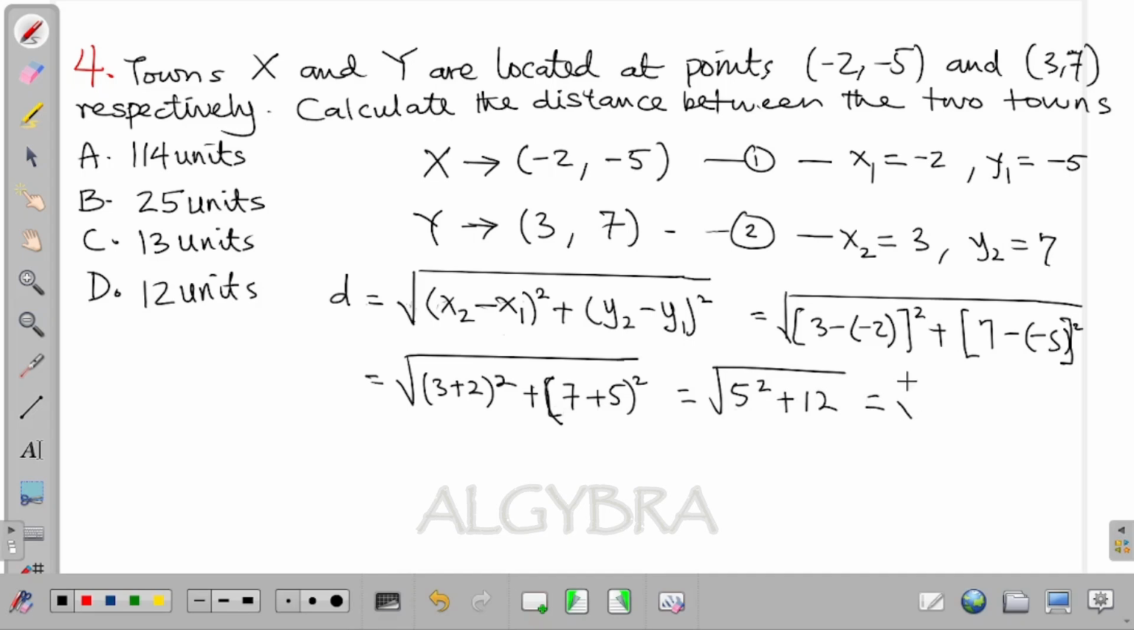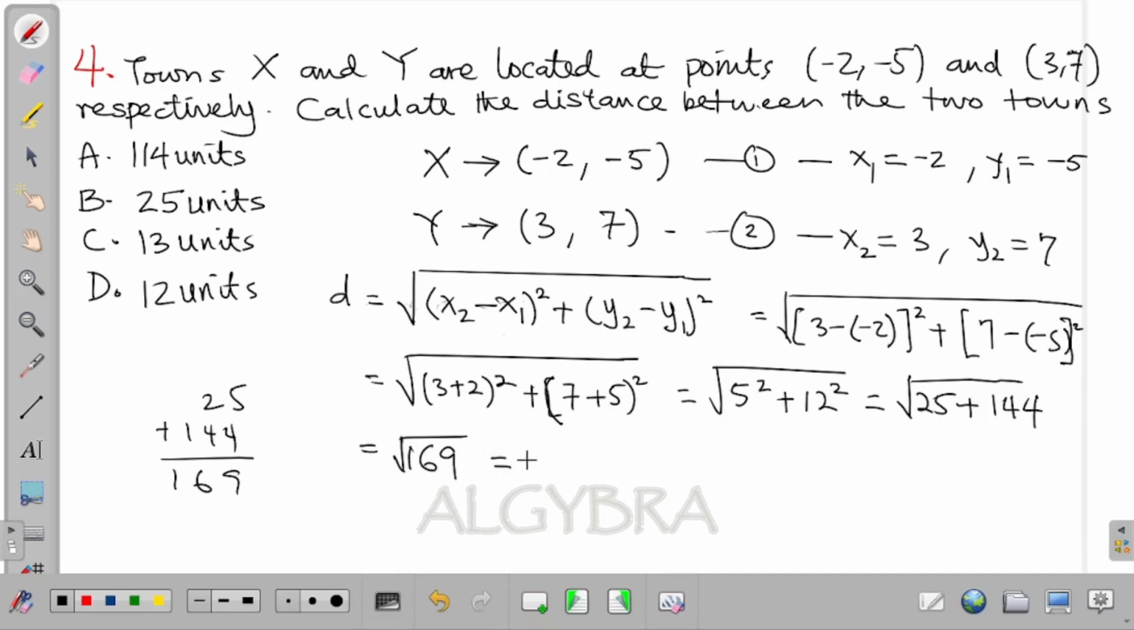So 5 squared is equal to 25, plus 12 squared, which is 144. So 25 plus 144 is equal to 169. So this is equal to the square root of 169, and the square root of 169 is equal to 13 units. So the correct answer out of these options is 13 units, which is option C.